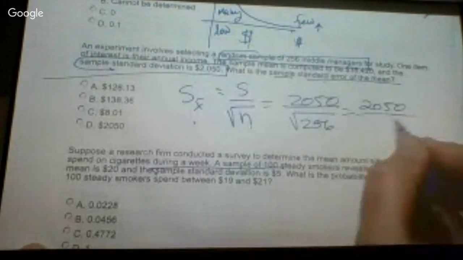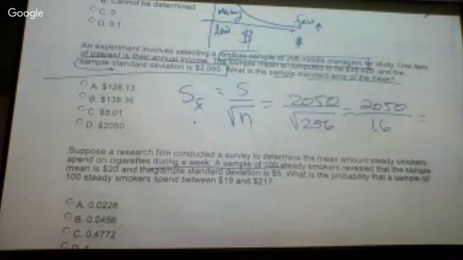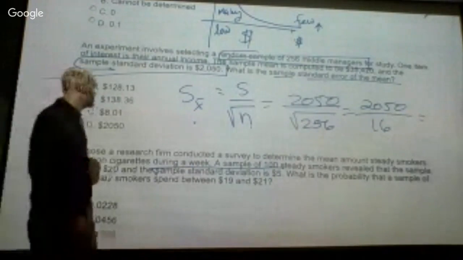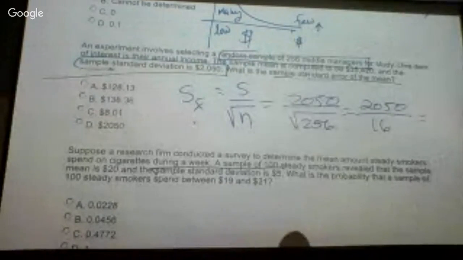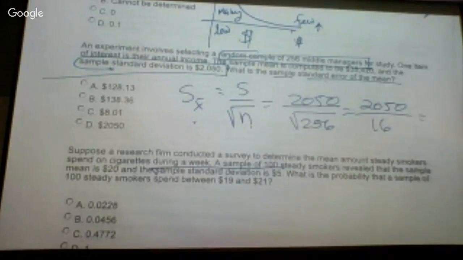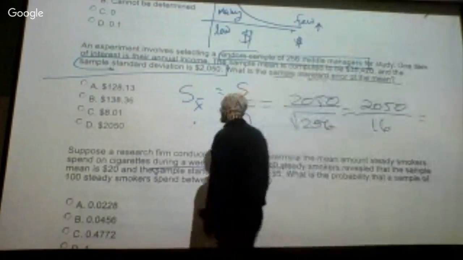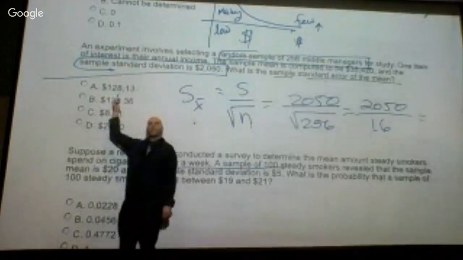2050 divided by 16. Siri could answer that. I bet it's 128.125. I don't see 128.125 up there. I give up. Math is hard. Unless it's not 128.125. So it's 128.13.